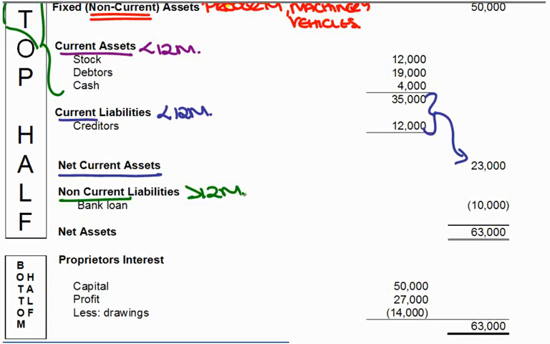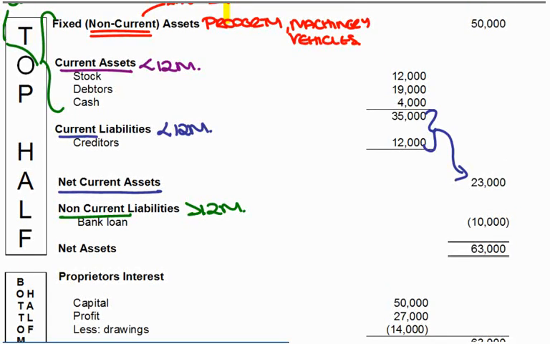All right then, so we've got our net current assets there, we've got our non-current liabilities, and we've got our fixed non-current assets. And when we add all of those up together, taking all of those in, that brings us to what they call our net assets position. So in this case, for this particular company, they've got non-current assets of 50,000, net current assets of 23,000, but they've also got some non-current liabilities to deduct off, bringing them down to 63,000.